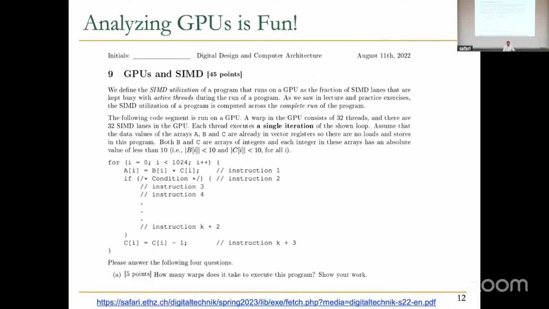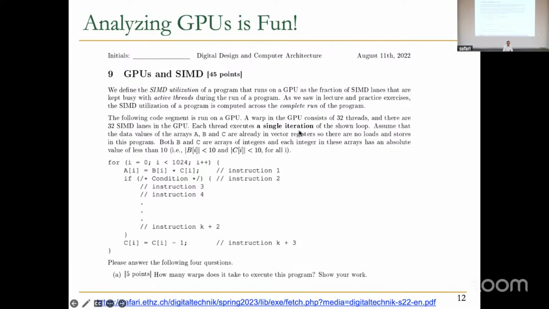Okay, so as I mentioned, we like questions on GPUs. This is an example question that I'm not going to talk about in detail, but basically, we can give you some code, very similar to what we have seen earlier, maybe slightly different. And we ask you, what is the utilization? Basically, how many warps does it take to execute a program like this, based on some information that is provided in the question. For example, a warp in the GPU consists of 32 threads. There are 32 SIMD lanes.